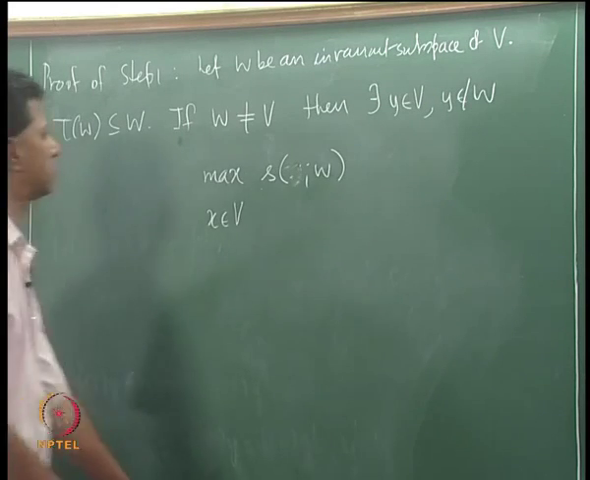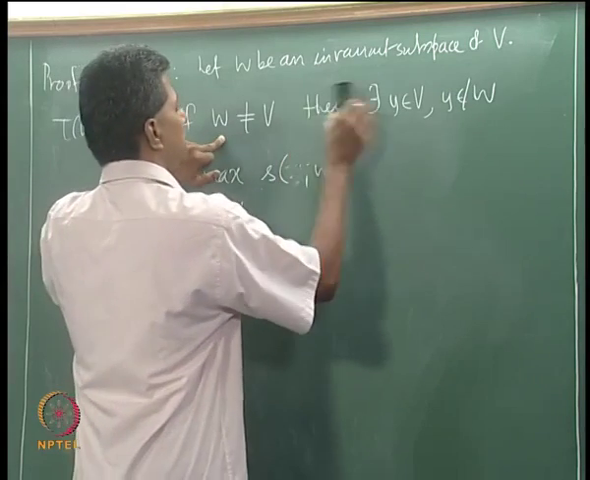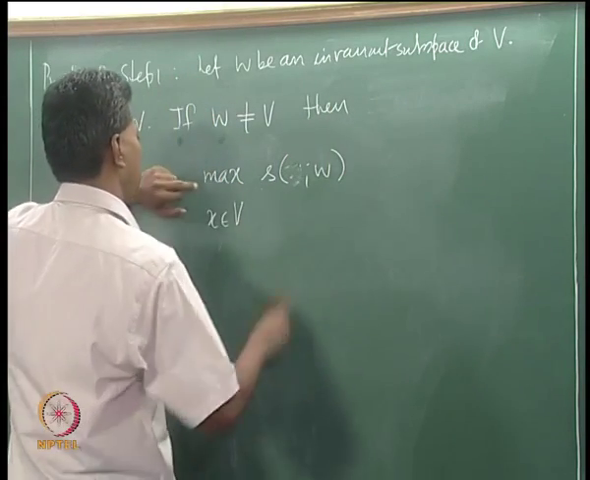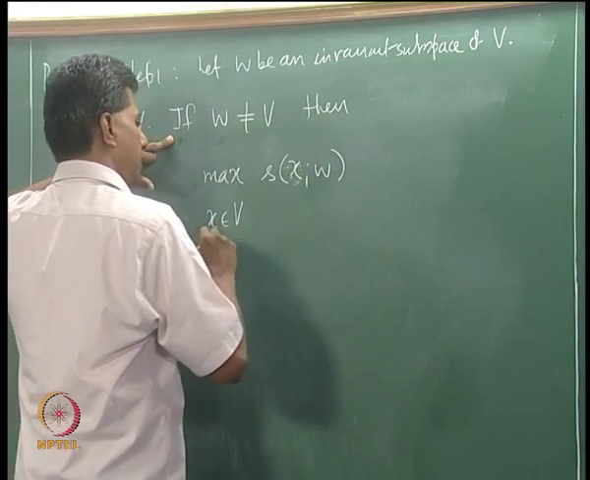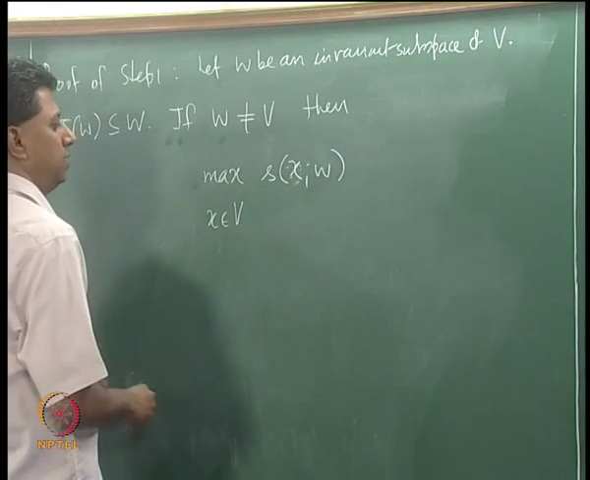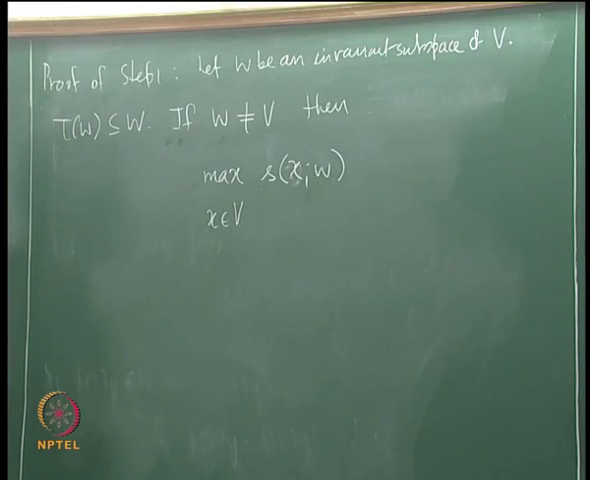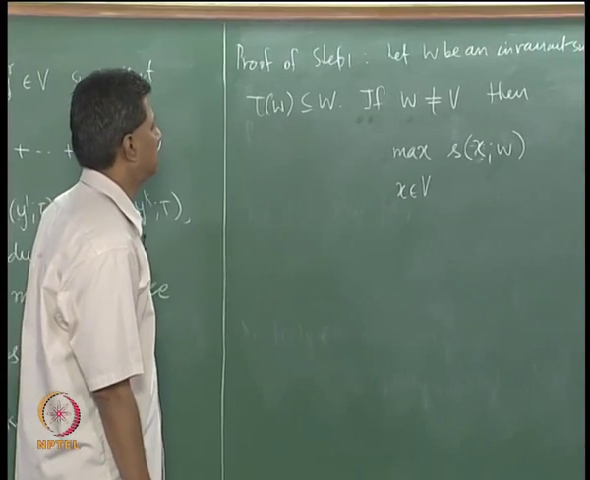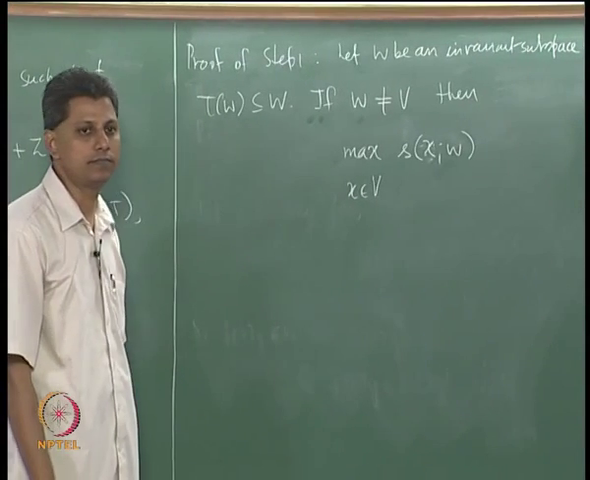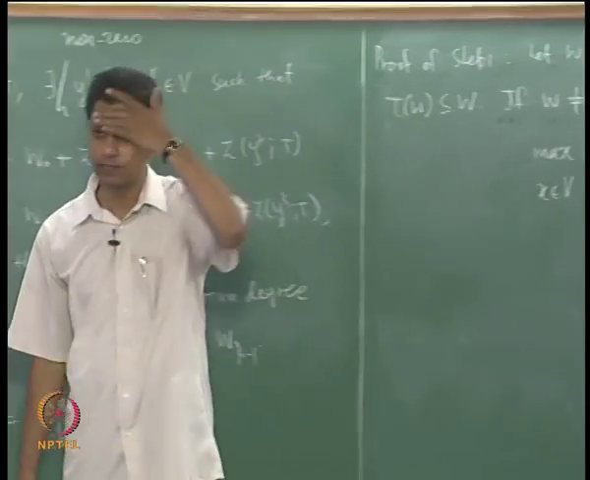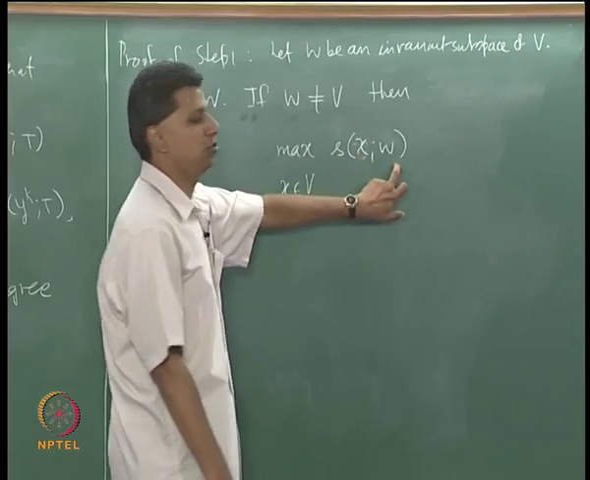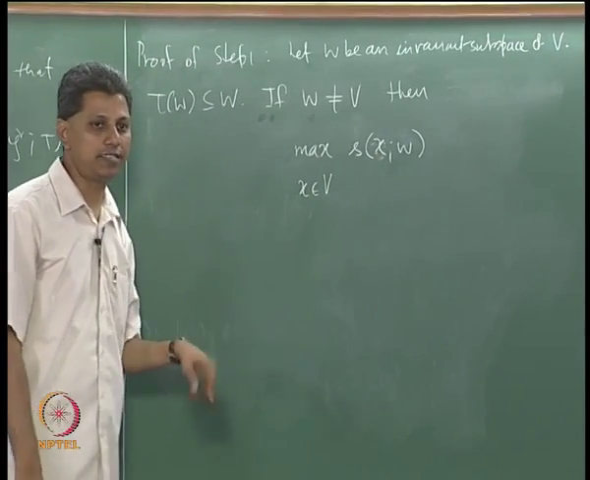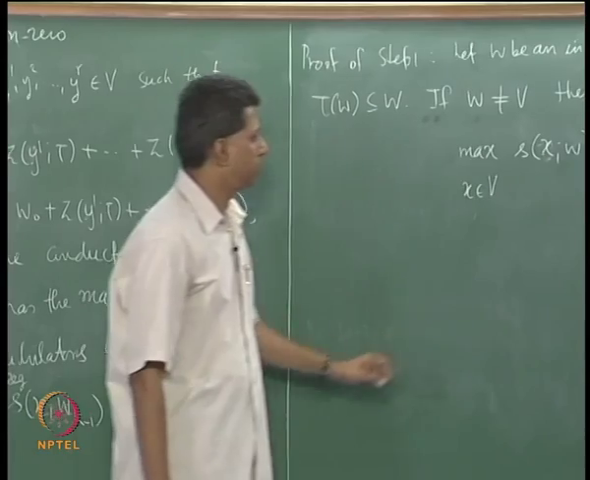All that I want to say is, if W is not equal to V, then I have the following. Look at the maximum of the degree of S(x, W), x in V. Can this be 0? This is the degree of a polynomial. See, this S(x, W) is the unique monic generator of S_T(x; W). Can this be 0?